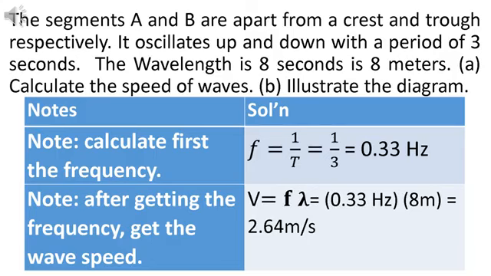Now, to get the wave speed, dahil nakuha na natin yung frequency, gagamitin na natin yon. So, wave speed is equal to frequency multiplied to wavelength. What is our wavelength? Ayun, 8 meters. So, 0.33 multiplied to 8 meters is 2.64 meters per second. Ayun na yung wave speed natin. So, madali lang naman, di ba?